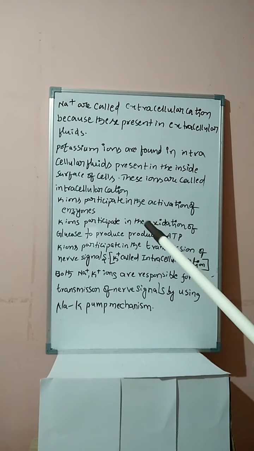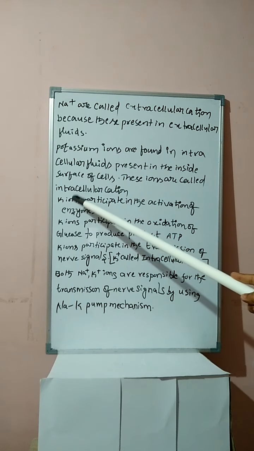The potassium ions are found in intracellular fluids present inside the surface of the cell. These ions are called intracellular cations. That sodium part is completed, student. Second biological function we are discussing, potassium. These potassium ions are found in intracellular fluids which are present inside the surface of the cell, inside the cell. Hence these ions are called intracellular cations. Biological function, student.